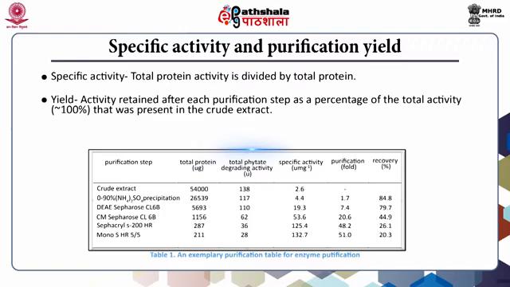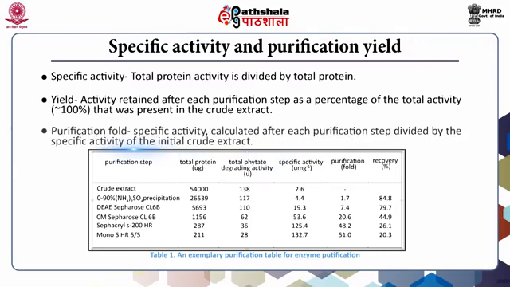Coming to yield, it's a measure of how much activity is retained after each step in purification. The enzyme activity retained after each purification step is divided by the total initial activity of the crude extract and is expressed in percentage.